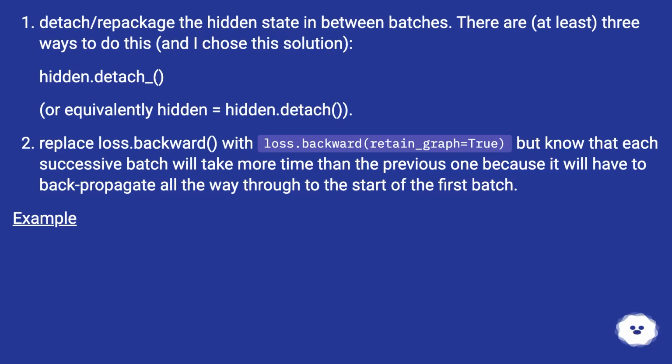Replace loss.backward() with loss.backward(retain_graph=True), but know that each successive batch will take more time than the previous one because it will have to backpropagate all the way through to the start of the first batch. Example.